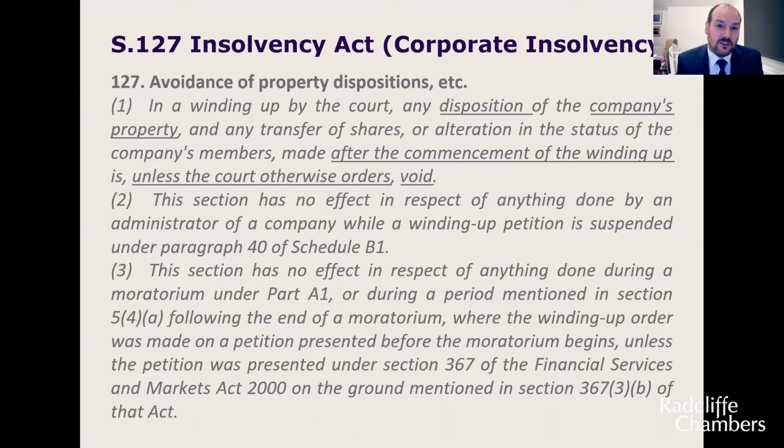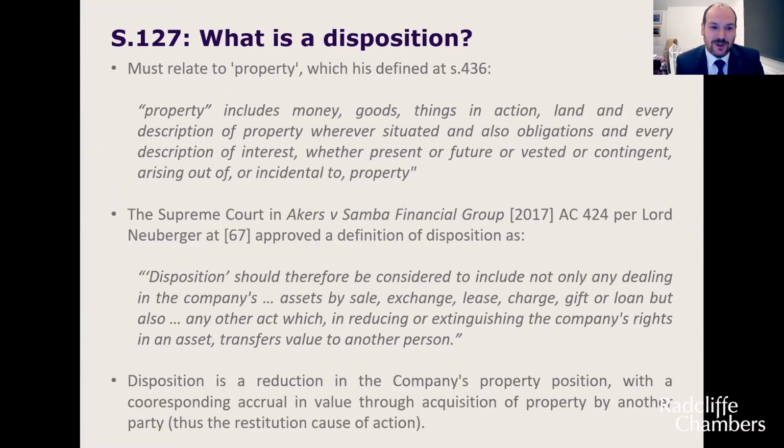I saw one of you asked a question about administration in the Q&A box. You might want to look at subsection 2 here, which notes that this subsection has no effect in respect of anything done by an administrator of a company while a winding up petition is suspended. So if an administration exists which had the effect of suspending a winding up petition prior to liquidation of the company, the administrator can still distribute assets in the course of that administration without fear of section 127. Hooray for administrators. Subsection 3, I'm going to ignore for the purposes of today because I don't want to talk about the Financial Services and Markets Act. FSMA is not my favorite thing to talk about on a Thursday morning.